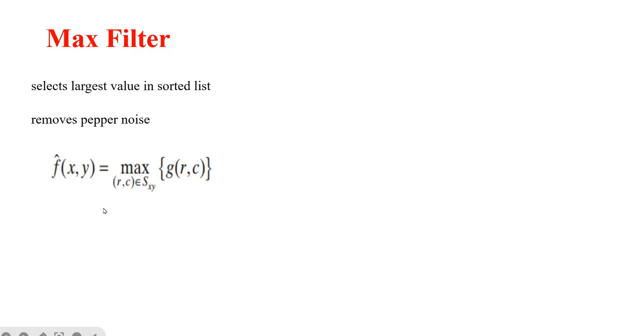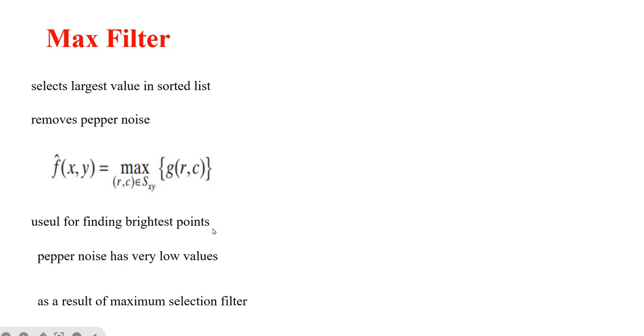The next type of filter is the max filter. Max filter selects the largest value in the sorted list, and it is used for removing pepper noise, and it is calculated by using this relationship here. This filter is useful for finding the brightest points in the image, and as pepper noise has very low values, it is reduced by the max filter, as a result of the maximum selection process in the sub image area S of x y.